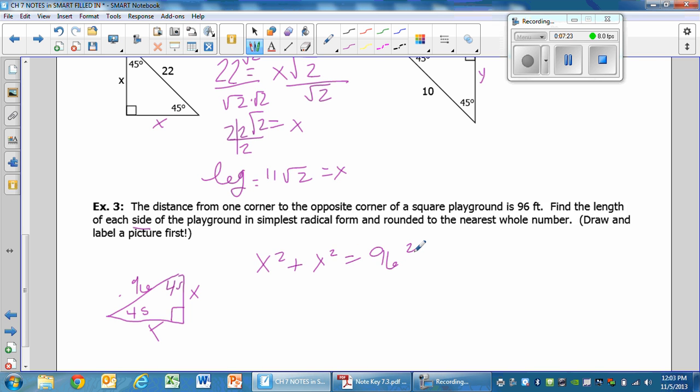96 squared. And then I would do two of these guys. 2x squared equals 96 squared. Then I would get the answer to 96 squared and divide it by 2, and then I would use the square root to find x. So I want you to use either the 45, 45, 90 theorem or the Pythagorean theorem, and I want you to solve for x. And our answer is going to be in feet, so we'll check that tomorrow.